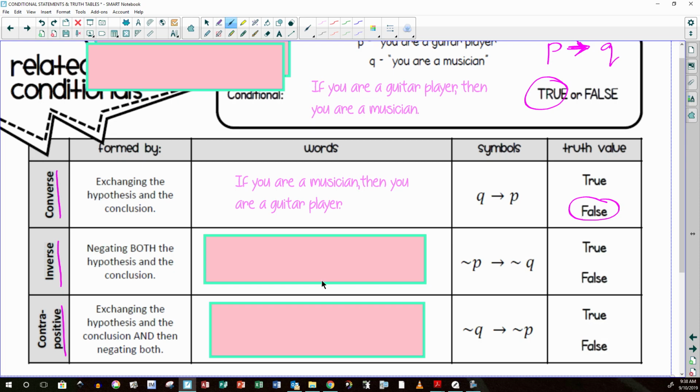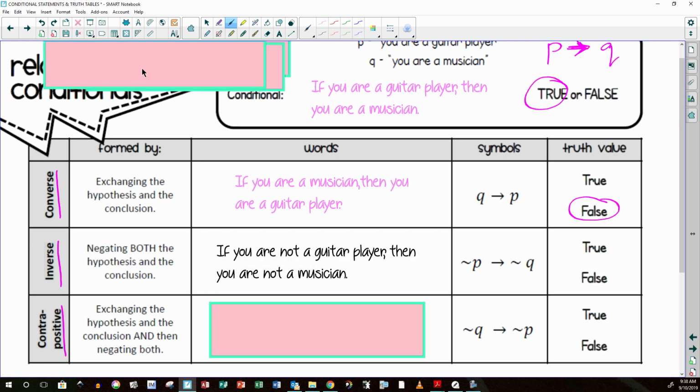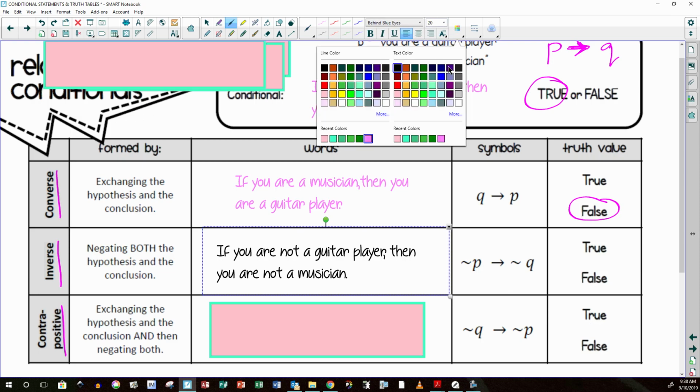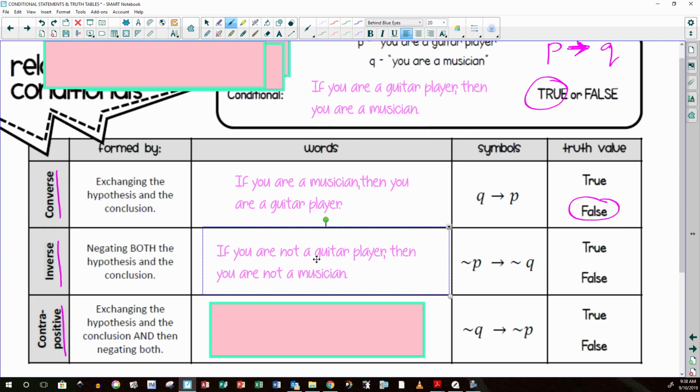So now I'm going to say, if you are not a guitar player, then you are not a musician. So would that be true or false? So if I don't play the guitar, does that mean I'm not a musician? Well, that would be false. Why would it be false? Well, it would be false because just because I don't play the guitar doesn't mean I don't play something else.